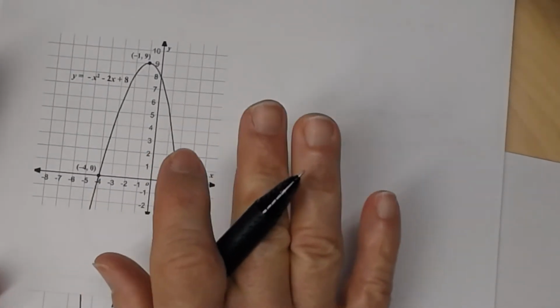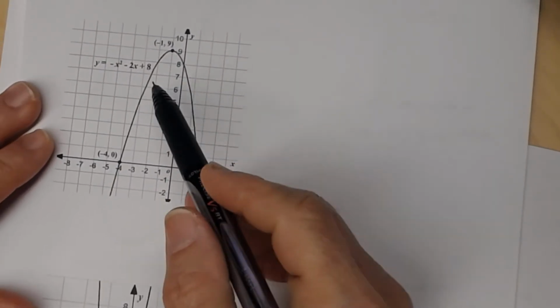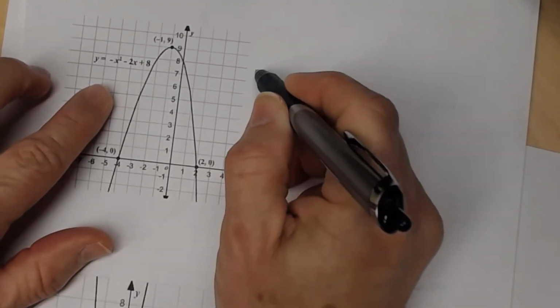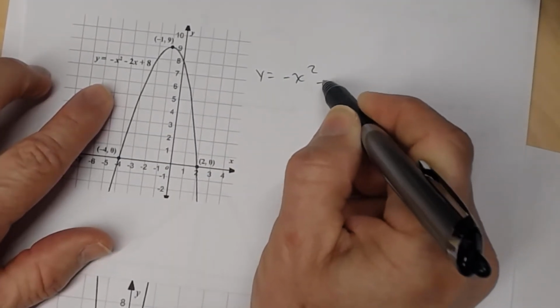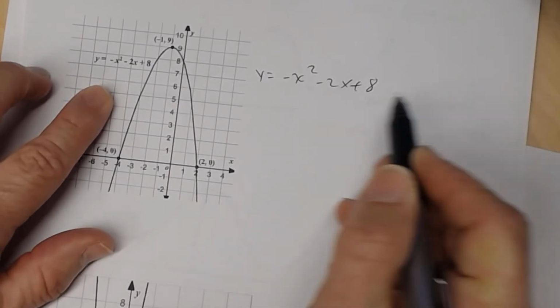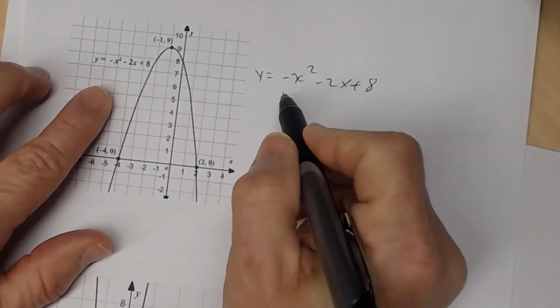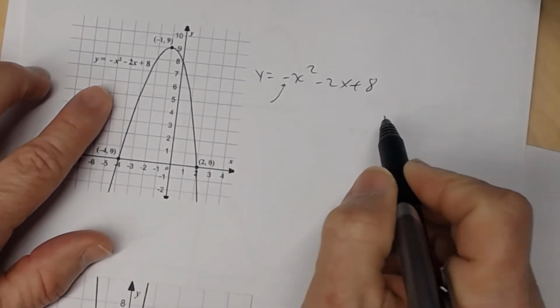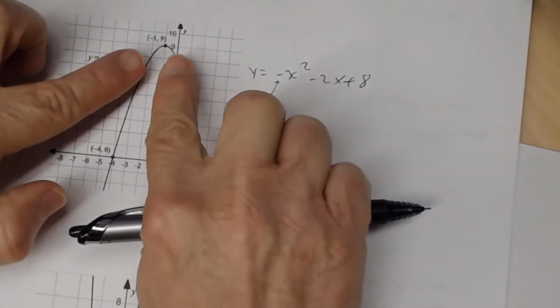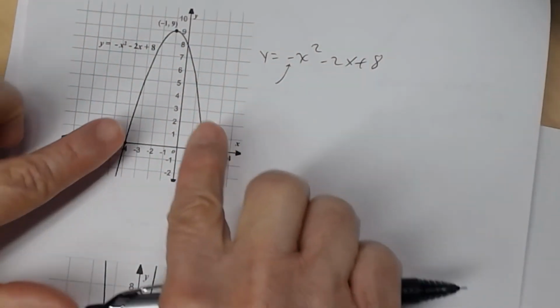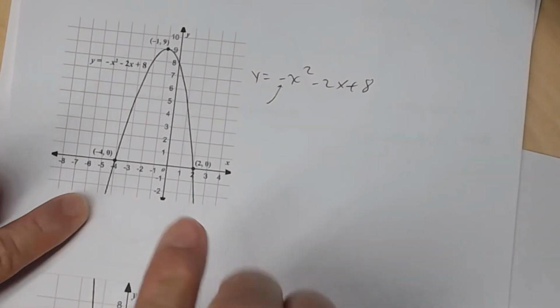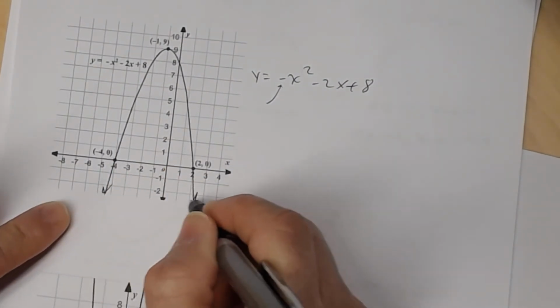So let's just summarize what we just did. You can't see it very well, but this is y equals negative x squared minus 2x plus 8. With this polynomial function, the leading coefficient is negative. So that means the end behavior is falling on both sides.